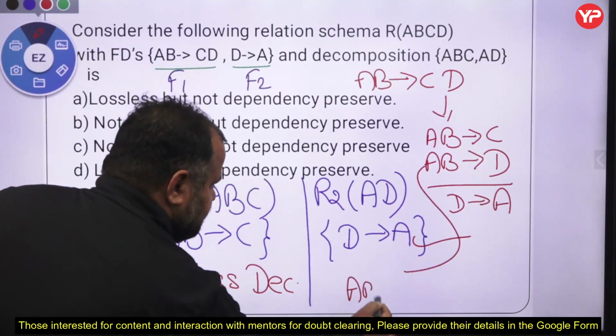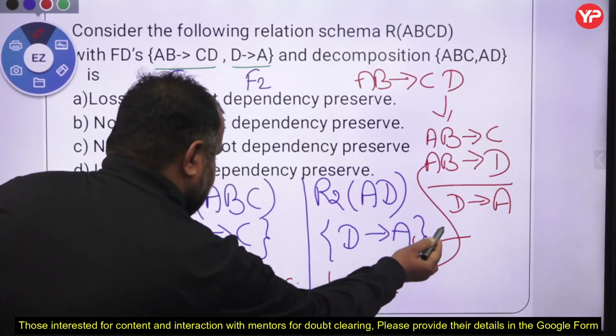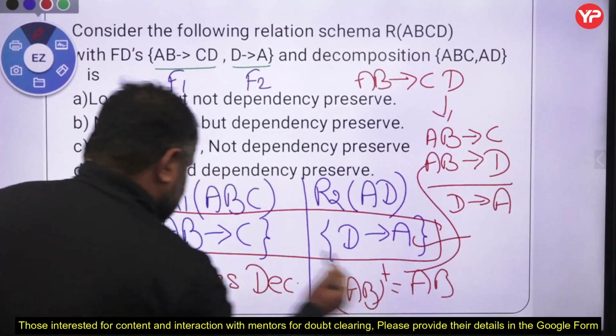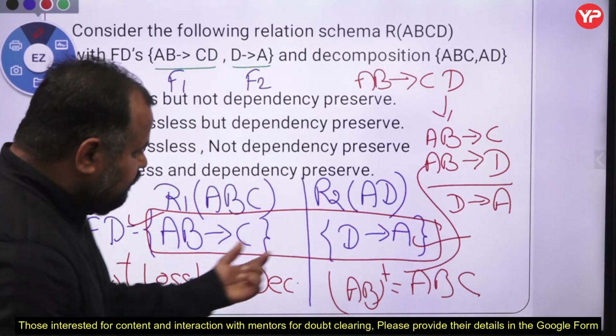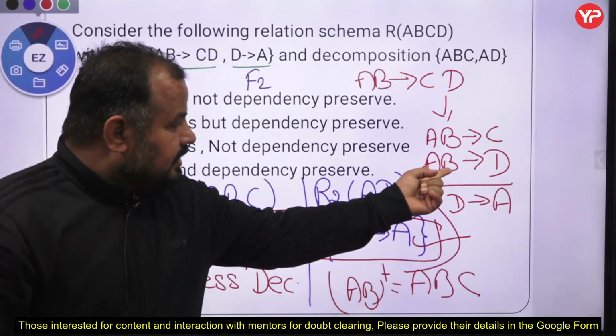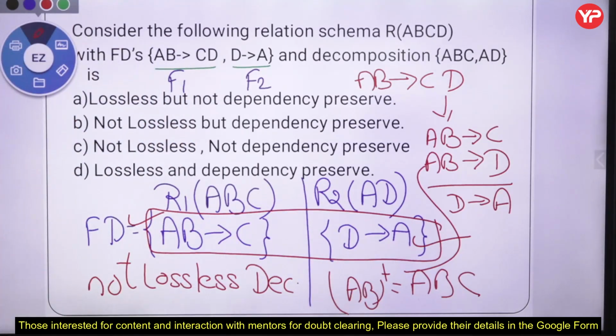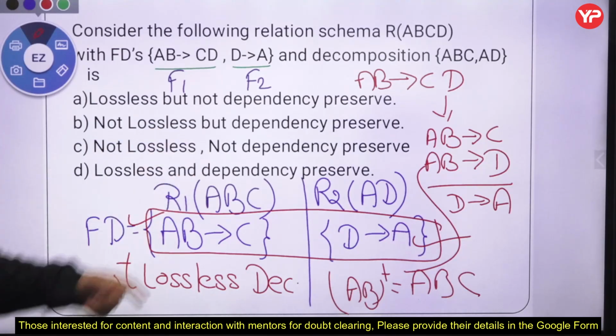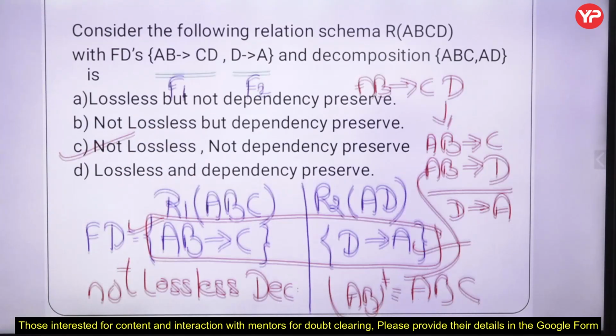Just find out the closure of AB, with the help of these two FDs. AB closure is AB. AB determine C. But how can we determine D? So AB determine D is not possible. That means it is not dependency preserved. The right answer is not lossless, not dependency preserved.